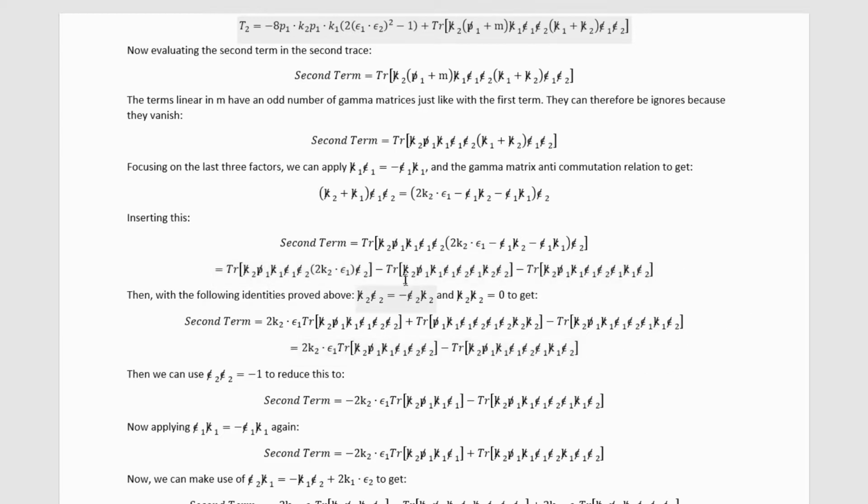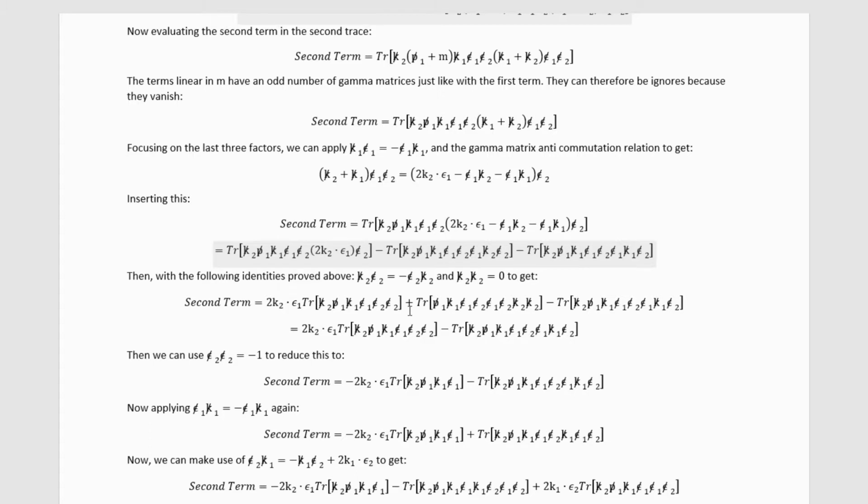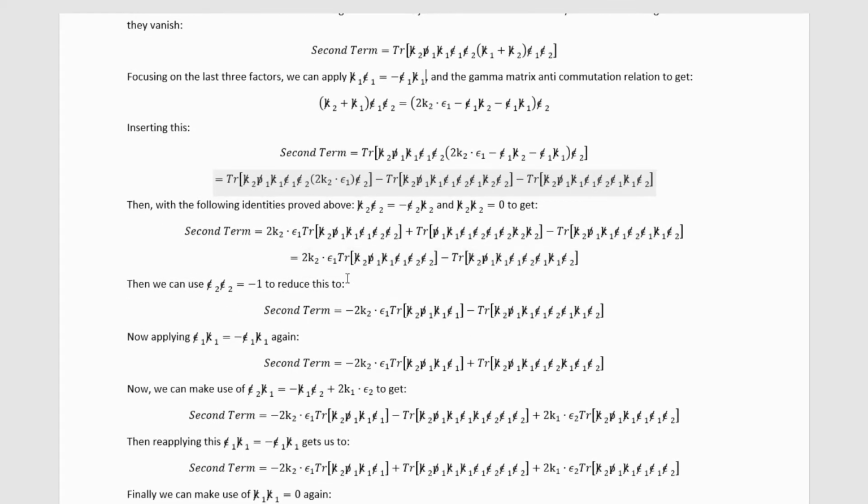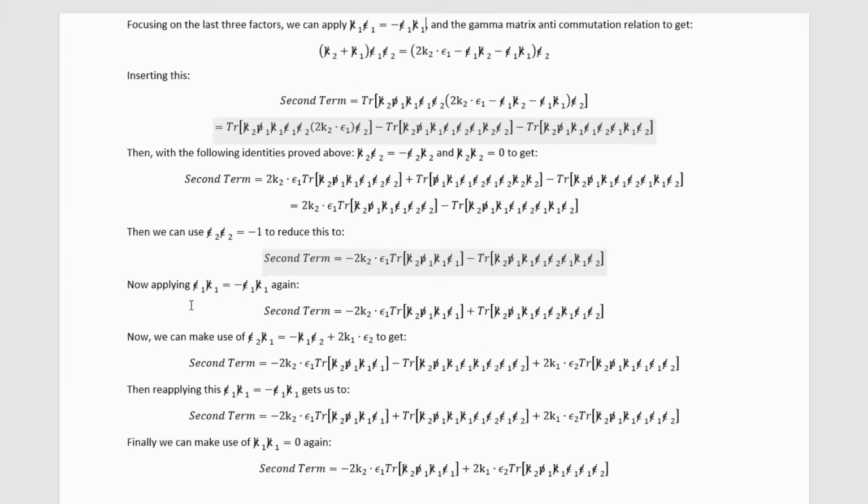The way that works is we use the cyclic property of the trace to bring this over here. Then we use this identity to reorder these two factors once this is over there. So it looks like this, and we get that sign reversal. But then this identity tells us that product is 0, so it simplifies down to this. Then we can use this identity to reduce this term down further to this. Then again we can use this identity to reverse these two factors to get this.